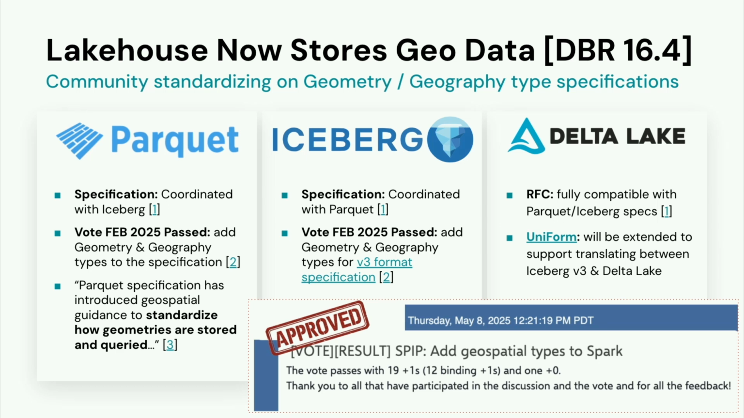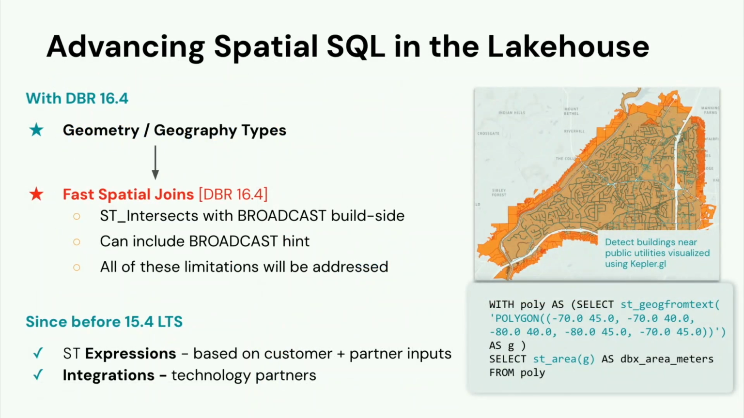Okay. The last slide I wanted to cover here on the current state of things: with geometry and geography types now supported in Databricks Runtime 16.4 in the preview, we've also made some advances to support faster spatial joins. So of course, when we talk about spatial SQL, there's expressions, the types, but really we have a big focus on making sure that we have world-class performance for executing spatial joins and spatial queries.